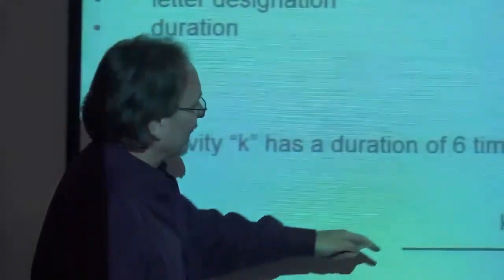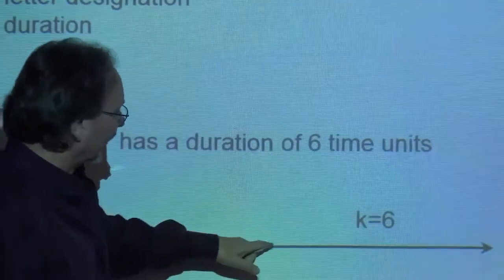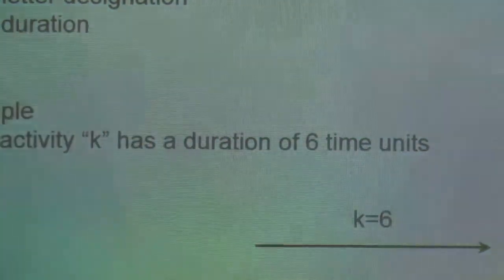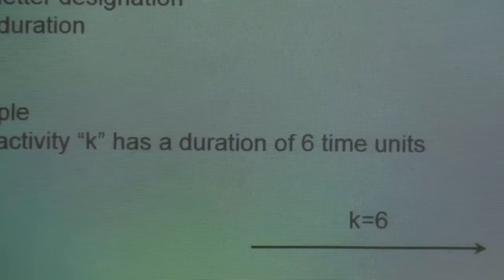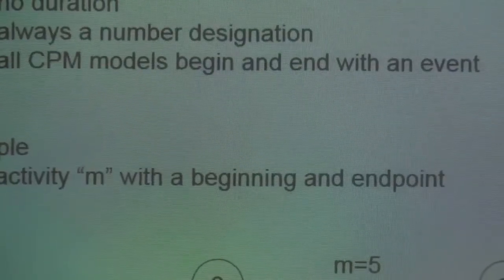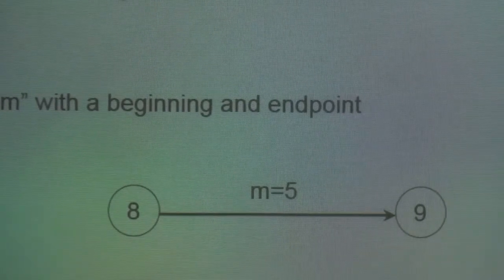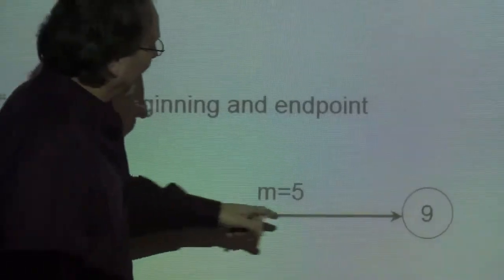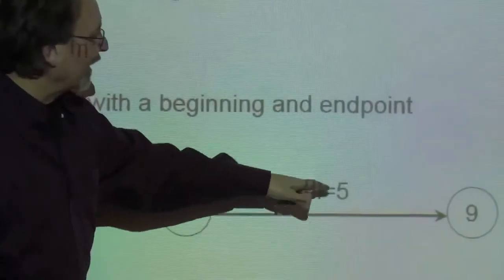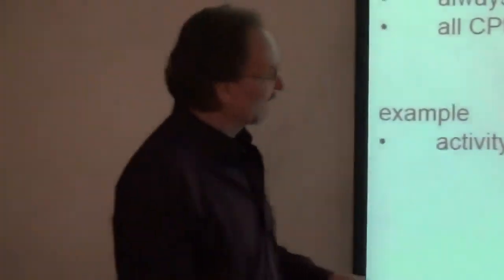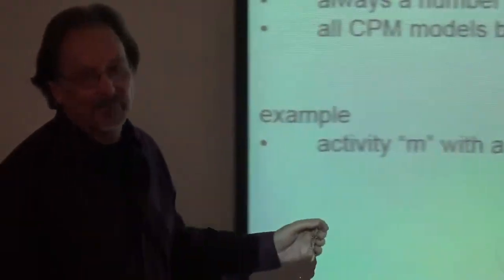Now, first thing you do is you take an activity. Activity is a letter and it has a duration. And you place it over an arrowed line in the direction. Then you have a beginning and end point, and these are arbitrary designations. So node 8 and node 9 are connected by some activity M, which has a duration of 5. And like I said, the 8 and the 9 are arbitrary. We just use nodes in order to provide a point of reference.